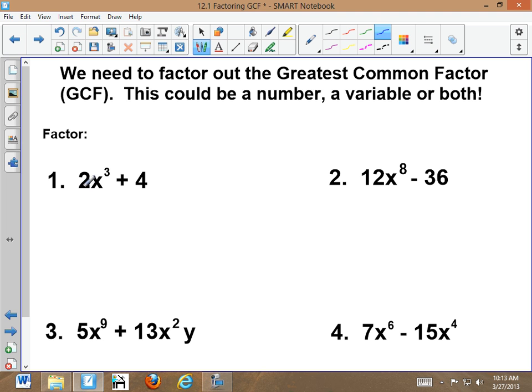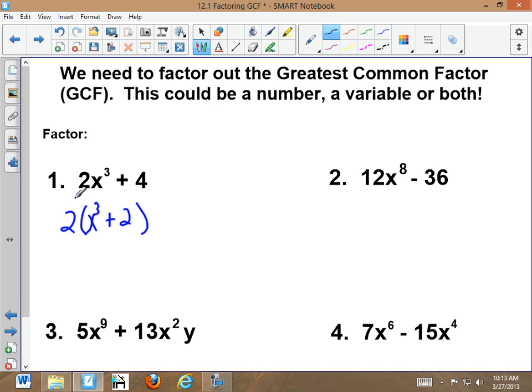What's the highest number that can go into 2 and 4 evenly? Well, if your lowest number goes into all the other numbers, that's your greatest common factor. Can 2 go into 4 evenly? 4 divided by 2 equals 2. So my greatest common factor is 2. Does the 4 have an x? No. So I can't take an x out, so that's x to the 3rd plus 2.